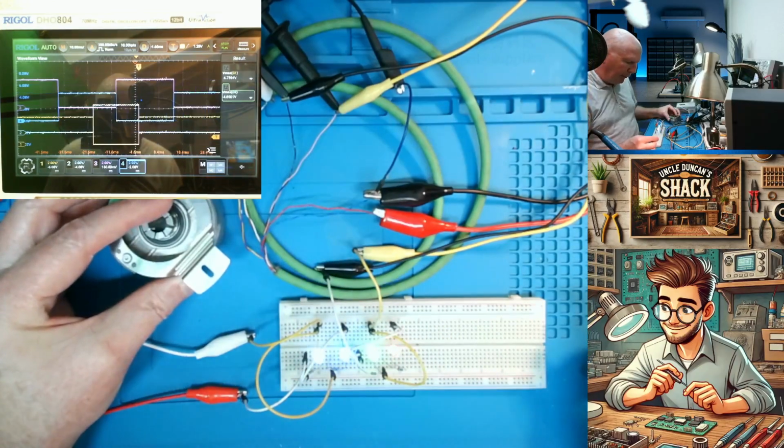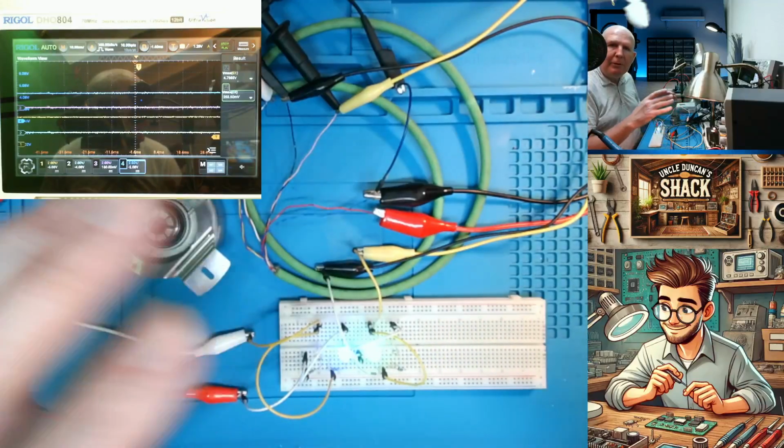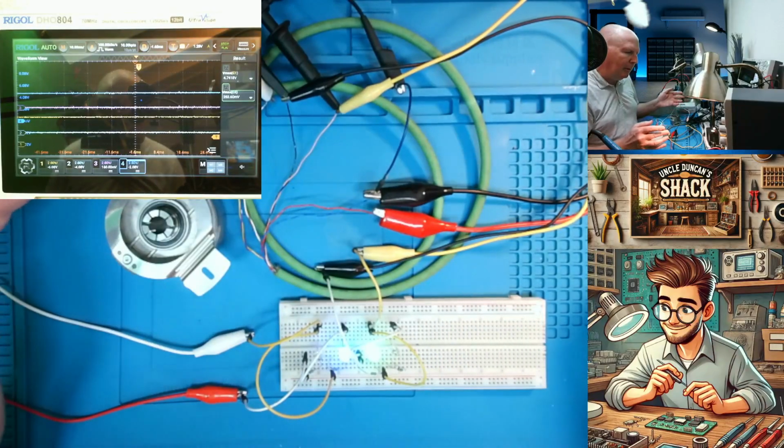So encoders are not hard. That is the basics, and that is all you need to know about an incremental encoder.